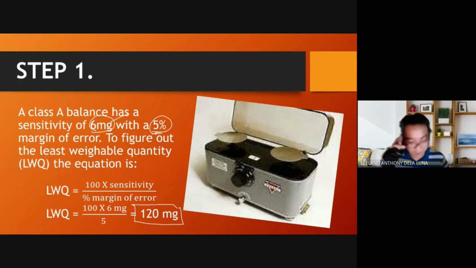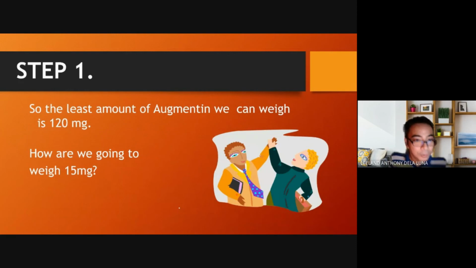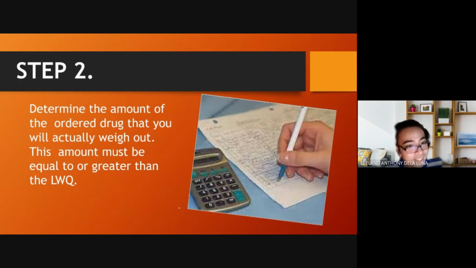Okay? Okay. So now, alam ko na 120 milligrams ang kayang i-measure ng aking balance. So, the least amount of augmentin that we can weigh is 120 milligrams. So, next question is, how am I going to get 15 milligrams out of this? Okay? So, normally, class, ang next step natin is to determine the amount of the ordered drug that you will actually weigh out. So, this amount must be equal to or greater than the least weighable quantity. Okay? So, how do I get this now?